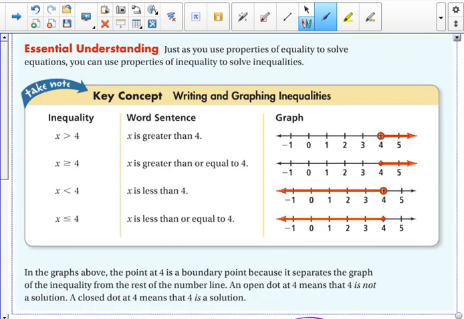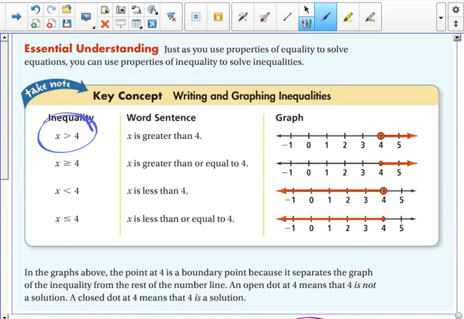How do we use these? Well, if I say that x is greater than 4, we're going to write x and the symbol greater than 4. So the jaws are chomping on the x because he's greater than. X is greater than 4. So how do you graph this?